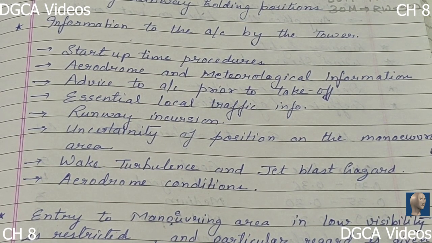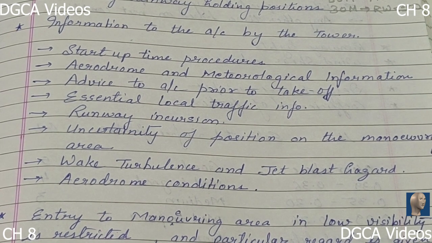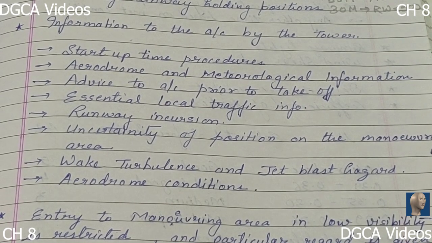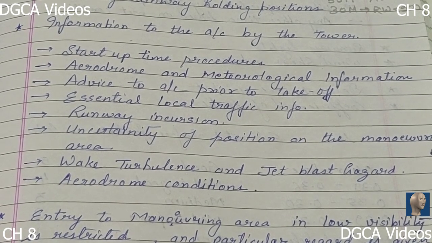Obviously the ones which are important for the aircraft to take off, all these things are provided. Then again, the information includes which runway has to be used, and if there is any surface wind, or the direction of the wind is changing, or there is any significant variation in the winds on the runway, that has to be informed.